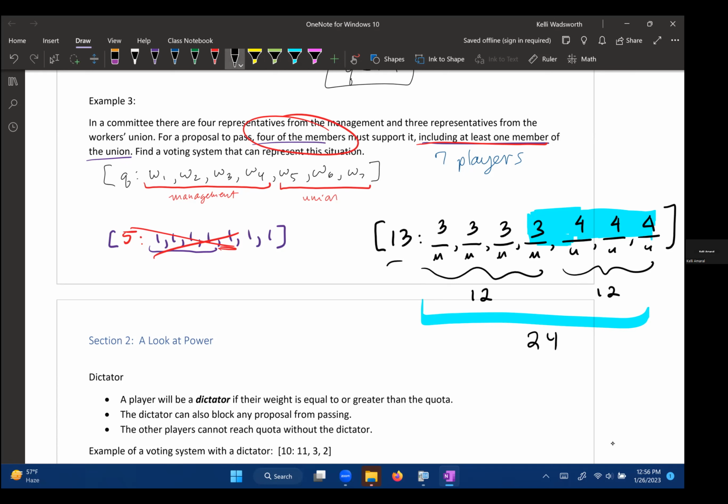Alrighty, so that is the introduction to weighted voting. In the next video, we will talk about power.